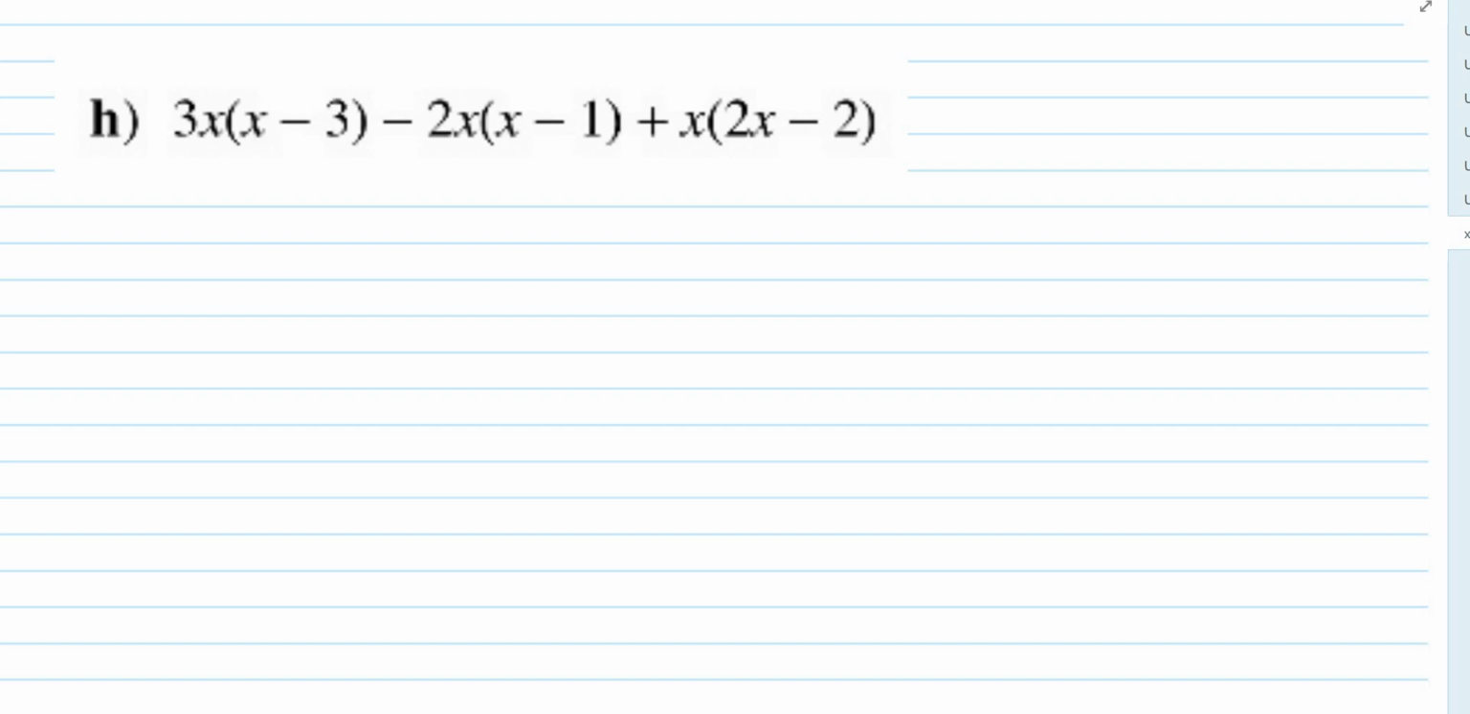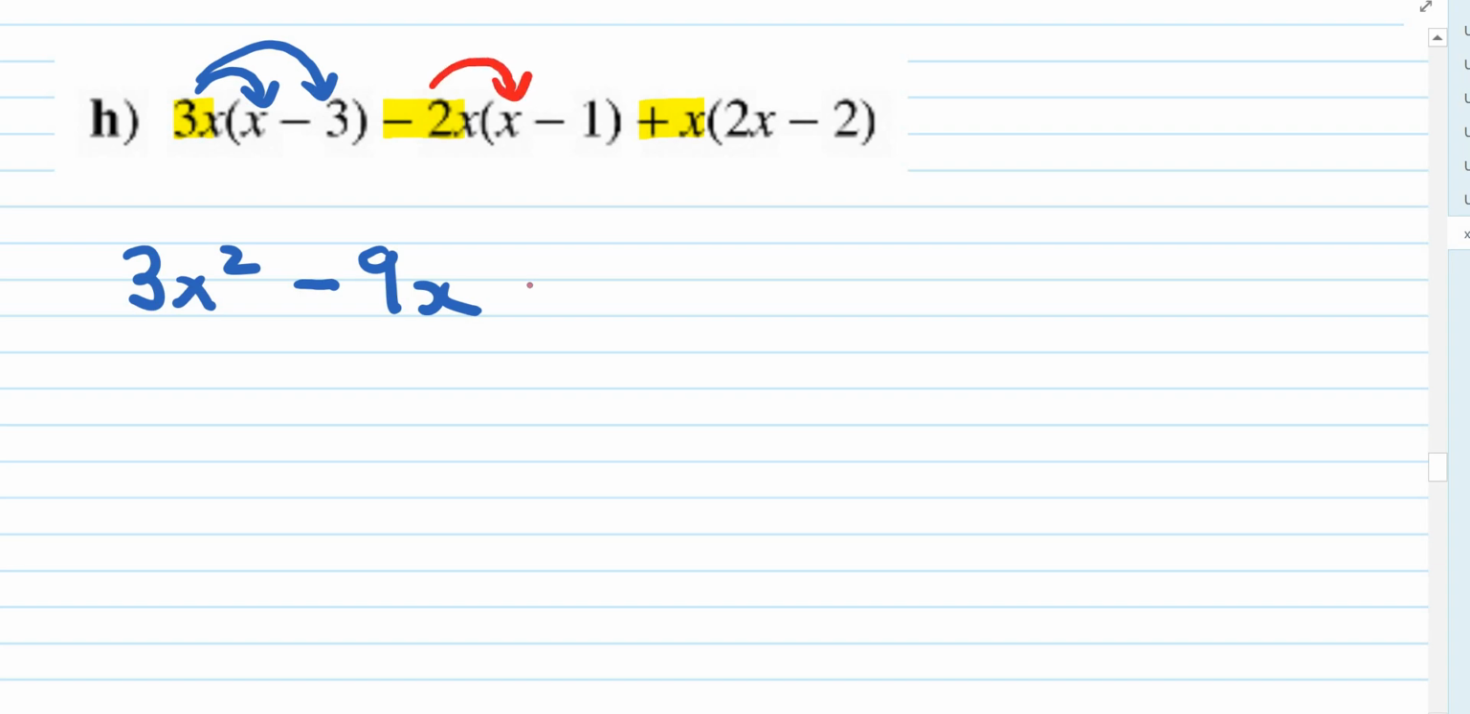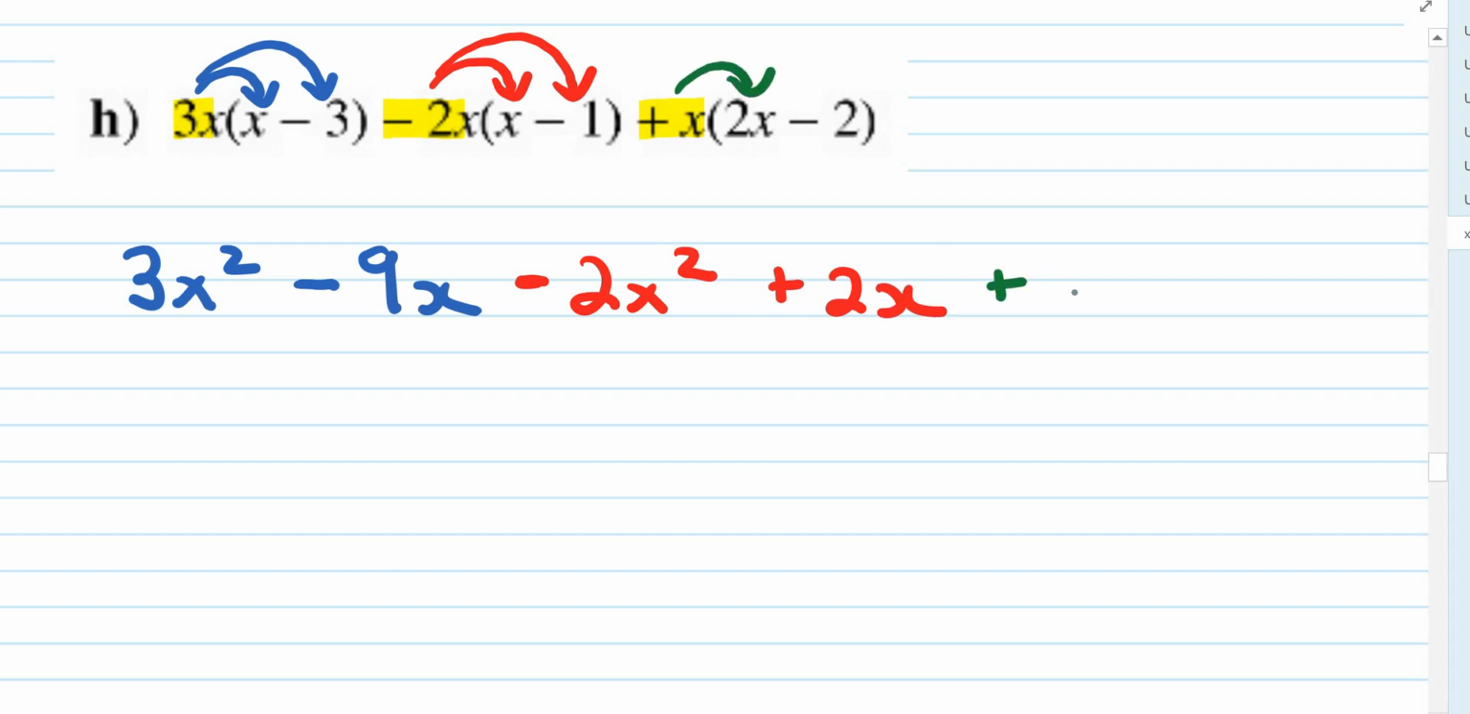Okay, for 7H here, we just have to do the distribution technique 3 times in this problem. So if I have a 3x times a positive x, I get 3x squared. And if I multiply 3x by -3, I get -9x. Okay, and then if I multiply the -2x with this positive x, I get -2x squared. And then this -2x times this -1, that'll give me positive 2x. Okay, and then with my green marker here, I can distribute over here, so that'll be positive 2x squared. And then this x times the -2 is going to be -2x.